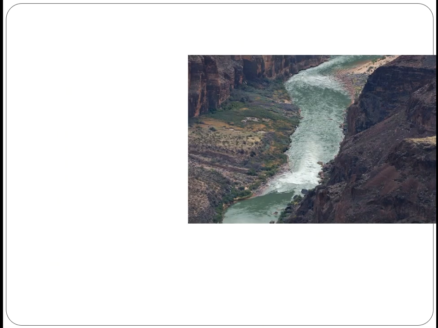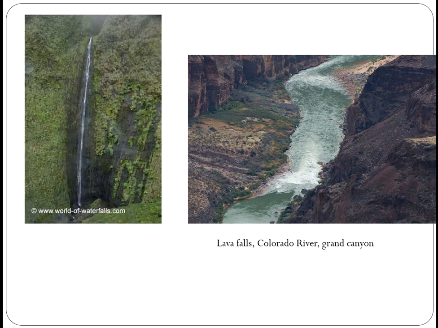Just to relax your mind and give you a little break before we go any further, a couple of waterfalls here. This is Lava Falls, which is part of the Colorado River, which goes through the Grand Canyon. A huge amount of water passes over it. This is some falls in Hawaii, nice and tall, but thin, at least from this distance. So here we've got high amperage, low voltage. Here we've got high voltage, low amperage.